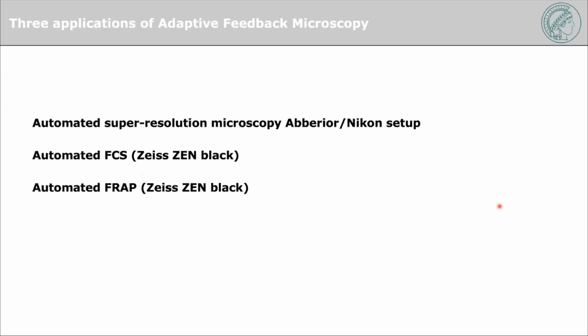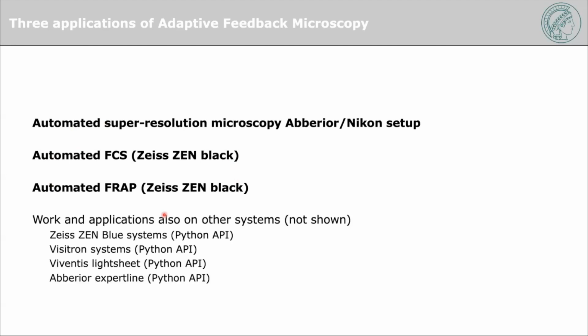So I would like now to give you 3 examples of what I've been doing. I couldn't listen to the first talk, but I will give one example of super resolution microscopy, which uses an Abberior and Nikon setup. And then 2 examples which run on a now slightly older Zeiss platform, which is for doing automated FCS and FRAP.